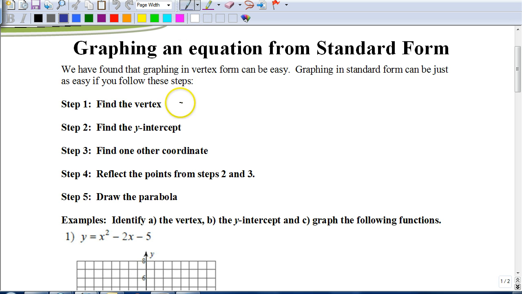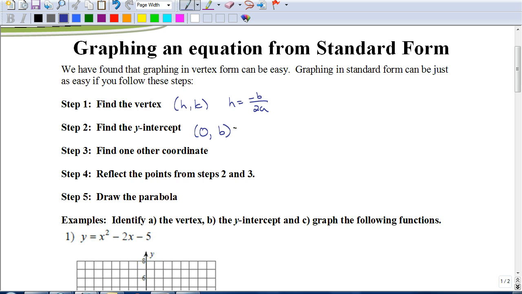Remember, the vertex is the point (h, k), and to find h, we use the opposite of b divided by 2a to get us started. Then we're going to find the y-intercept. To find the y-intercept, remember that's where x is 0, and y is your y-intercept when x is 0. And then we're going to find one other coordinate.